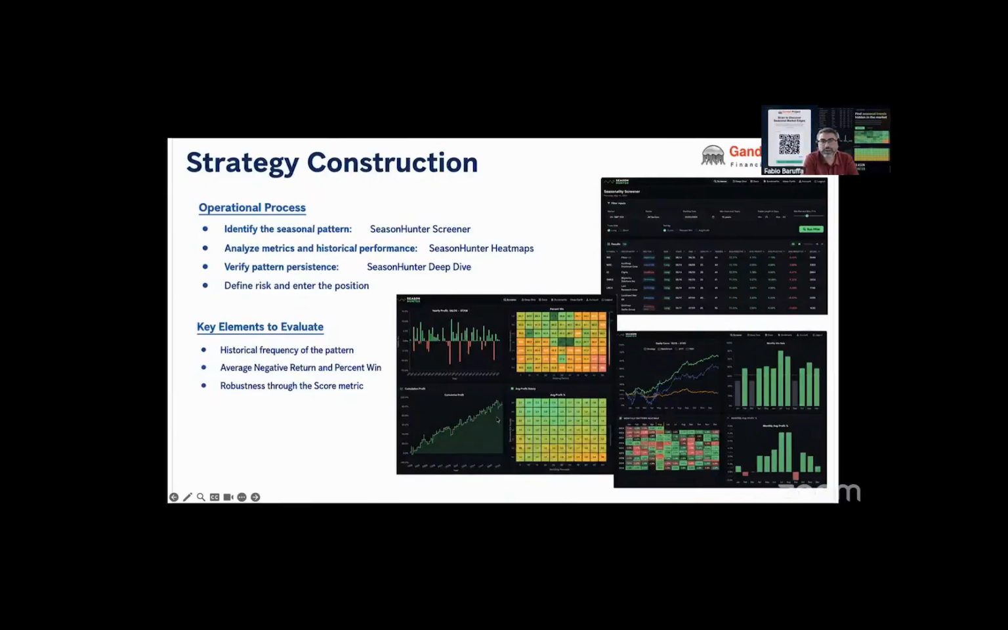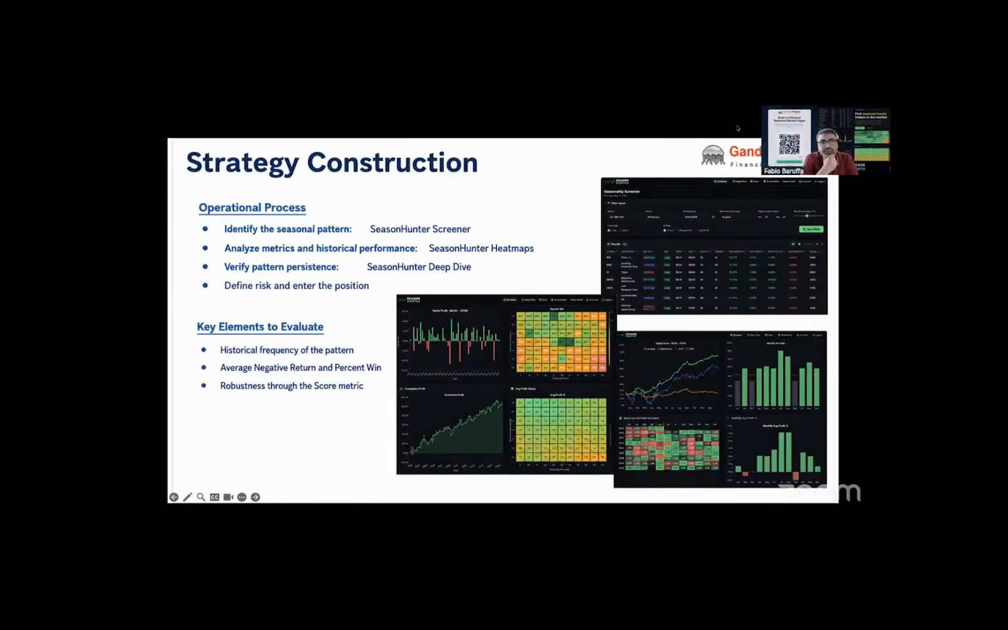So how many times has it been up or down, the average negative return and the percent win, because of course the percent win is one point, but you want to see on average if this has been losing a lot. And also the robustness in terms of score that combines all the metrics in one metric. Yeah, those are the metrics I will evaluate.